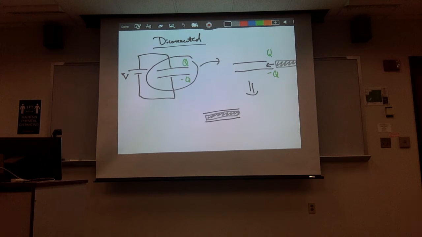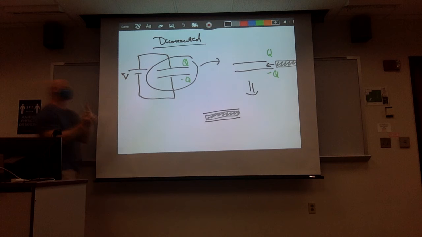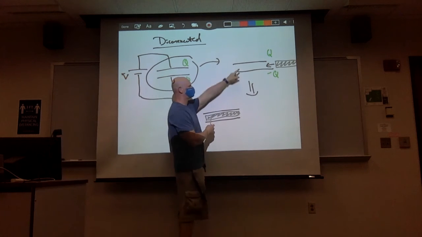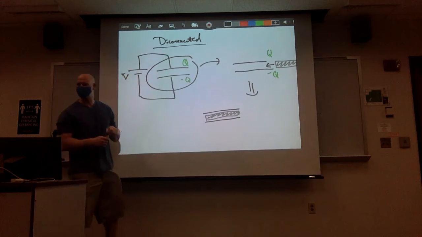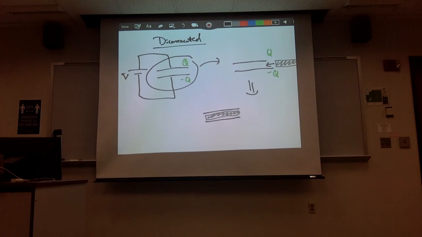So first things first. Let's think about the charge. How did the charge on the parallel plate capacitor change going from here to here? Did it increase, decrease, or stay the same? And why? What do you think? Had to stay the same.